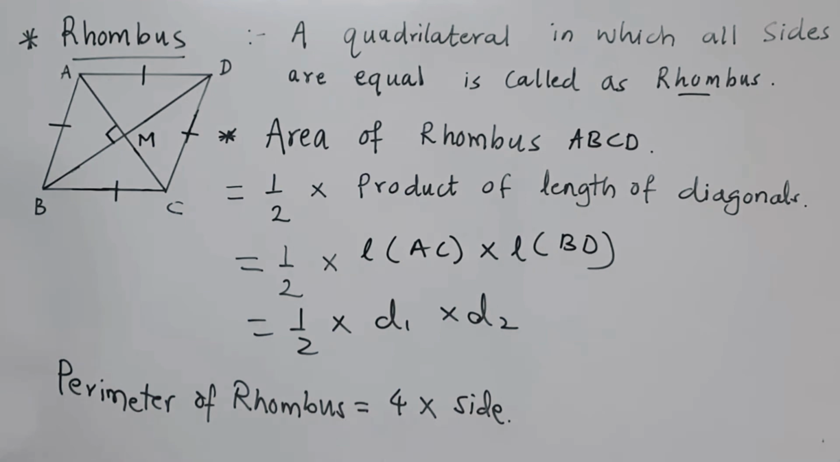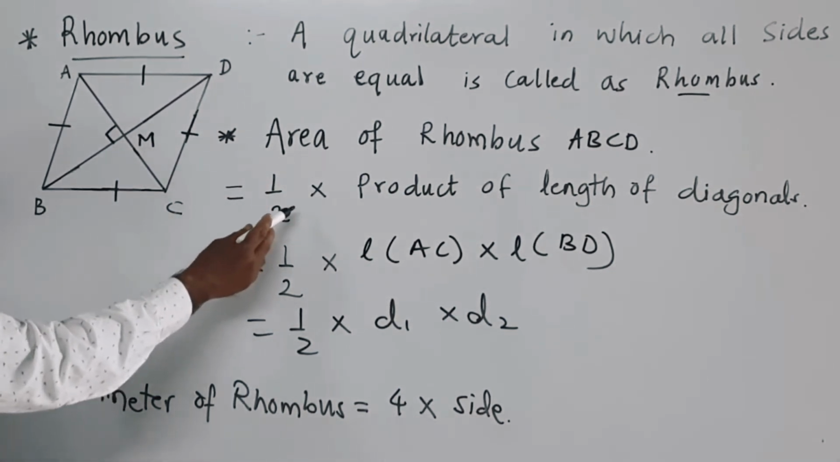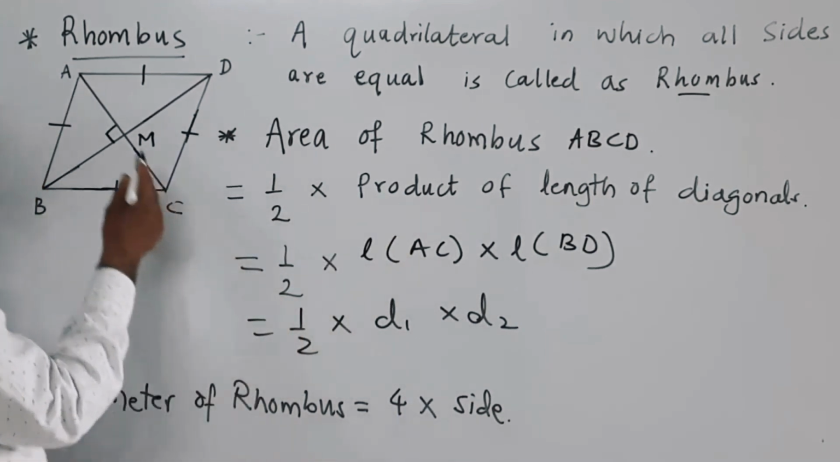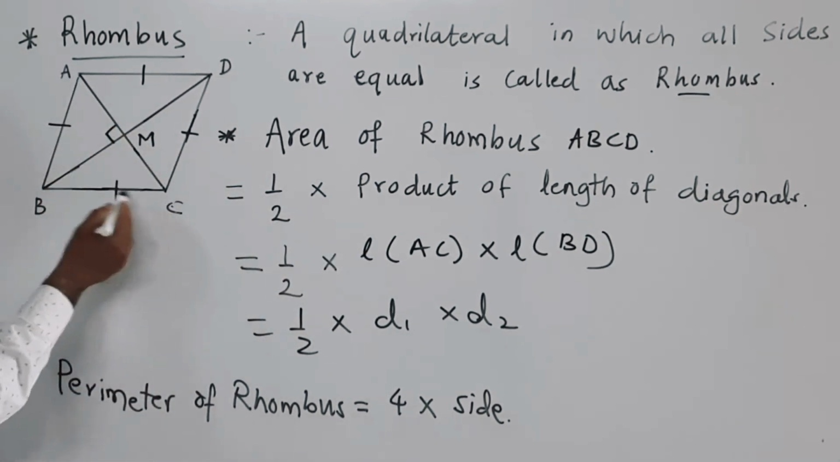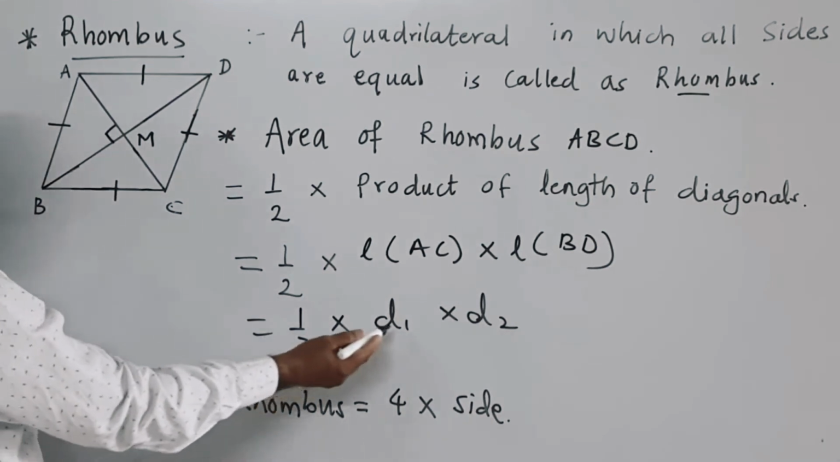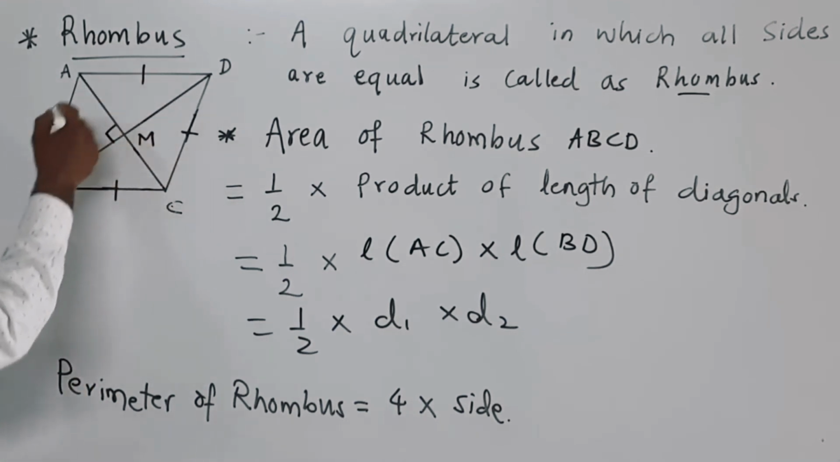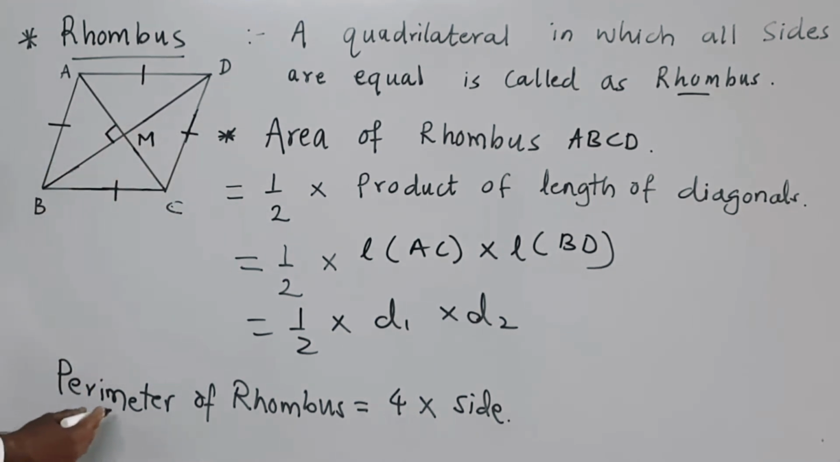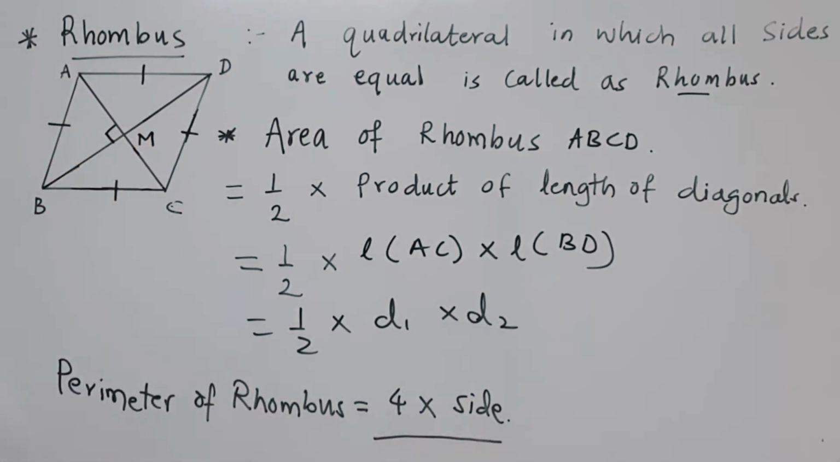So area of a rhombus is given by the formula: area of a rhombus is equal to 1 upon 2 into product of length of the diagonals. So 1/2 into length of diagonal AC into length of diagonal BD, that is 1/2 into diagonal D1 into diagonal D2, is the area of rhombus. Now one more formula, perimeter of the rhombus. Since all sides of the rhombus are equal, perimeter of rhombus is given by the formula 4 into side.